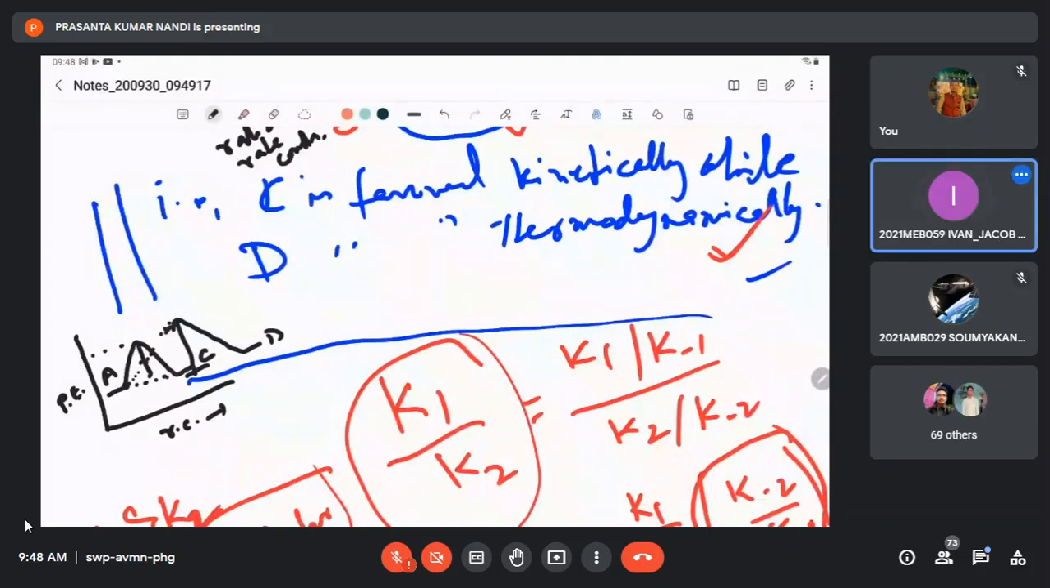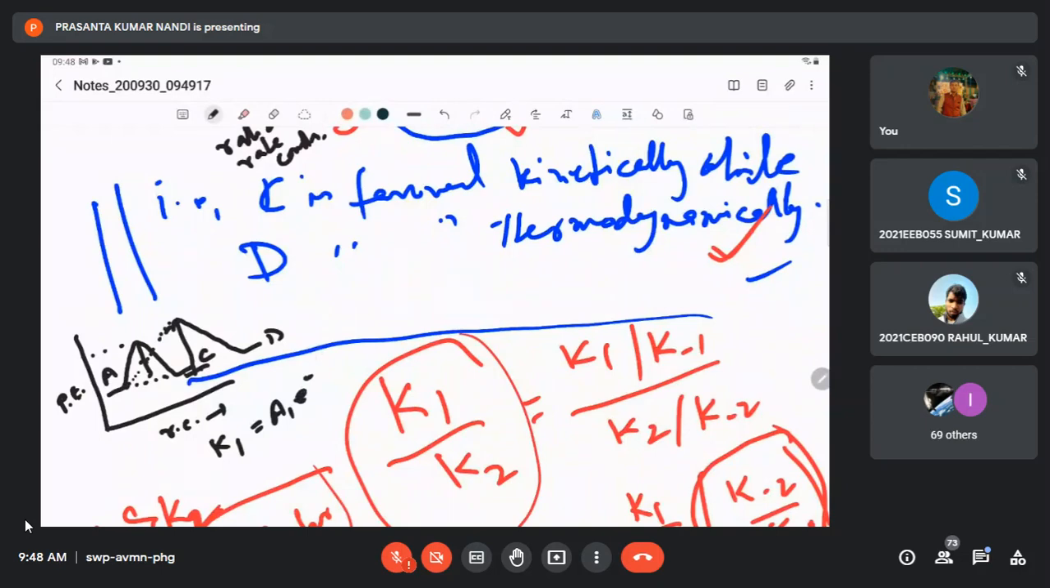D. So which product will be formed to a greater extent? You just guess. Which should be produced to a larger extent, the product C or D? C. Yes, because the barrier height is small. So that means if you follow the Arrhenius equation, what is that? K1 equal to say A1, the frequency factor or the exponential factor, we assume, A1 into e to the power minus, rate constant.